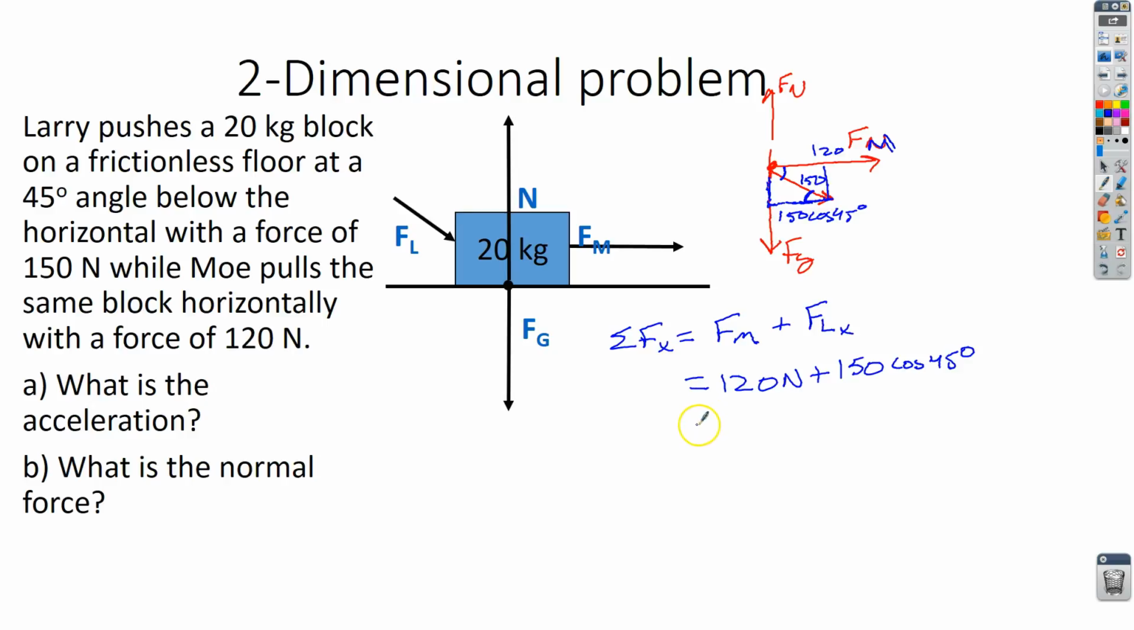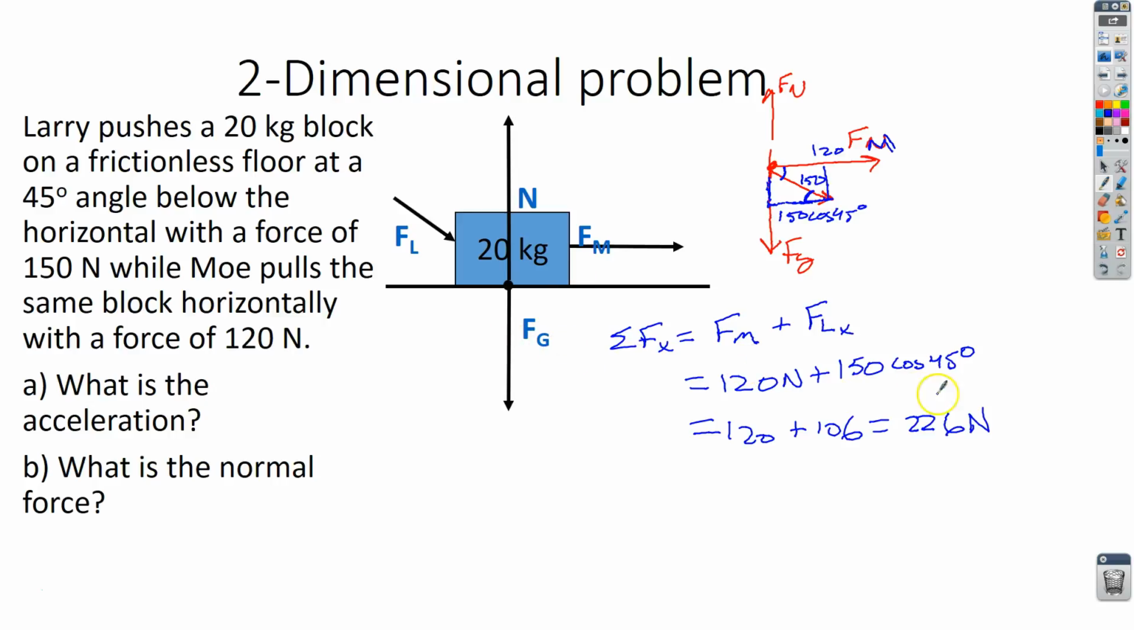Now we can find out what the sum of the forces are in that x direction. So we're going to take 150 times the cosine of 45 degrees, and that would give me 106. So this is 120 plus 106, and if you add the two together, we get 226 newtons. So that's the force in the x direction.